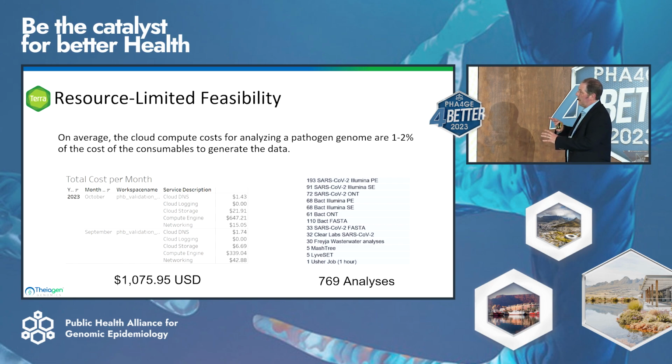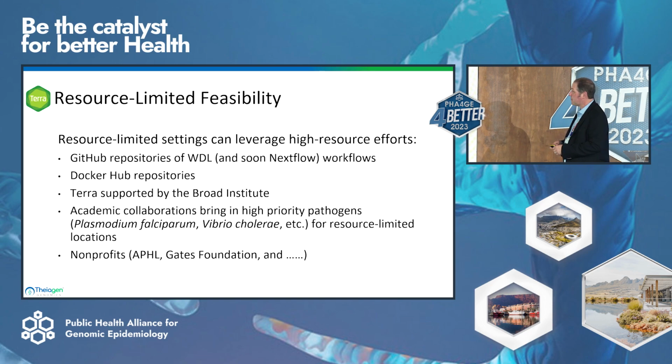So what you're looking at is if you're a data generator, your cloud compute costs now with this type of model become 1% to 2% of the consumables needed to generate. That's based on a US dollar value of, say it cost us $100 in reagents and labor, it's going to cost us $1 or $2 per analysis. So this is really attractive.